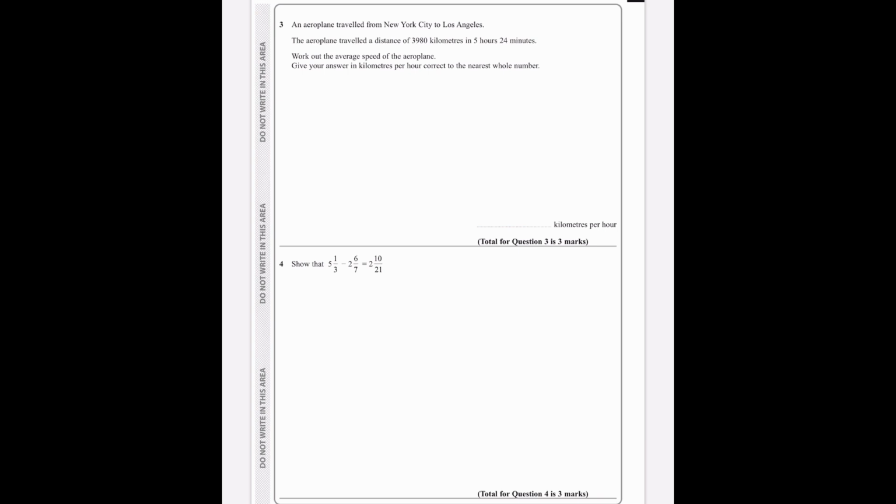Question 3, aeroplane travelling to New York. Just to make my life easier, 5 hours and 24 minutes, I'm writing as 5 and 24/60ths. It allows me to just type it into the calculator as a fraction within a fraction without having to convert it to a decimal. It comes out as 737 once you've done that.